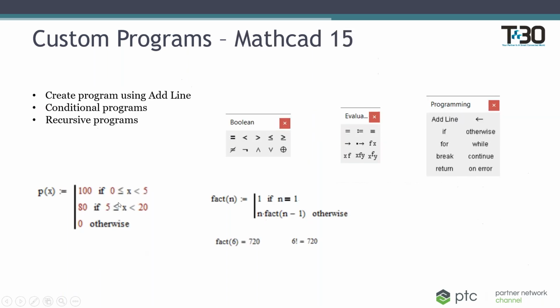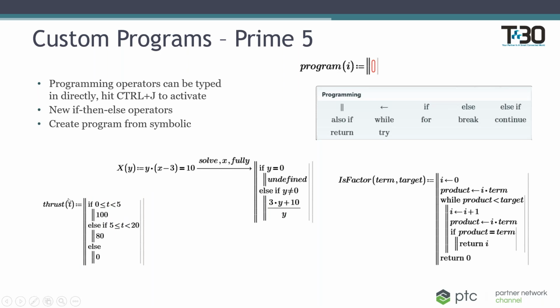Here's the same thrust function that was here, but in Prime. So they have new if then else operators. Another thing that's pretty cool in Prime that I like is you can create a program from the symbolic. So you can actually have a symbolic equation and have it solved fully, and that'll give you a programmatic response there, which you can then cite later in your paper and use to solve your function.